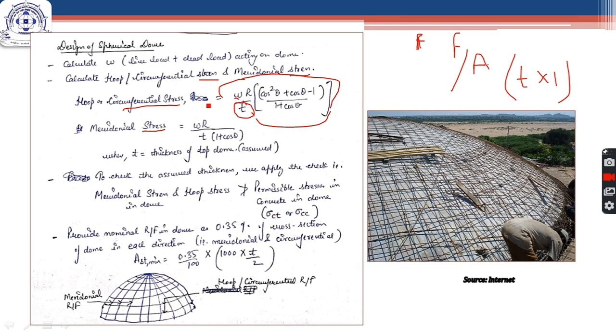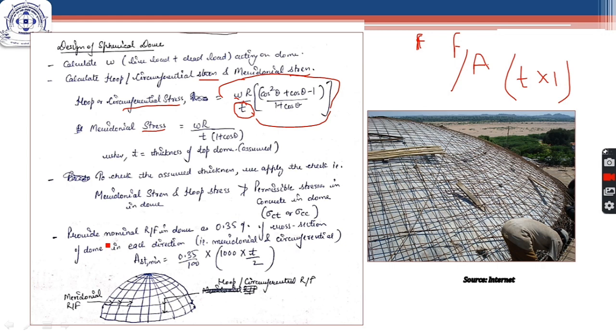So we apply the check, we compare the circumferential stress with sigma CT or CC. If you remember, sigma CT and CC are the permissible tensile stresses in concrete and permissible compressive stresses in concrete, and you can get it from IS 3370 part 2. So if the check is satisfied, then our thickness assumed is okay and you can proceed further.